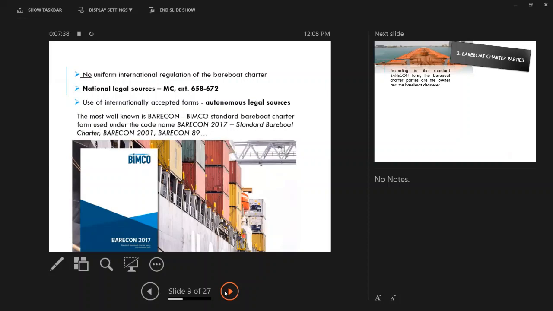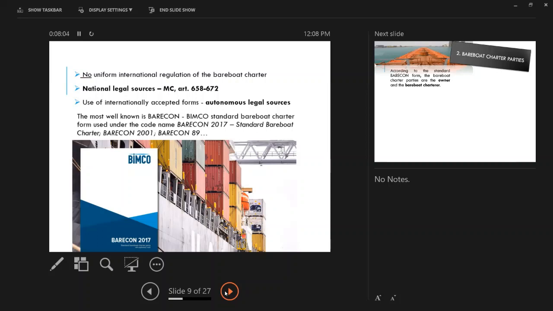As I said, in our country, we have our Maritime Code, and around 14 provisions between these numbers are dedicated, and they are under the title Bareboat Charter. So 14, it seems that is not a lot, but I think it's quite enough for this contract, because in practice we have use of internationally accepted forms.